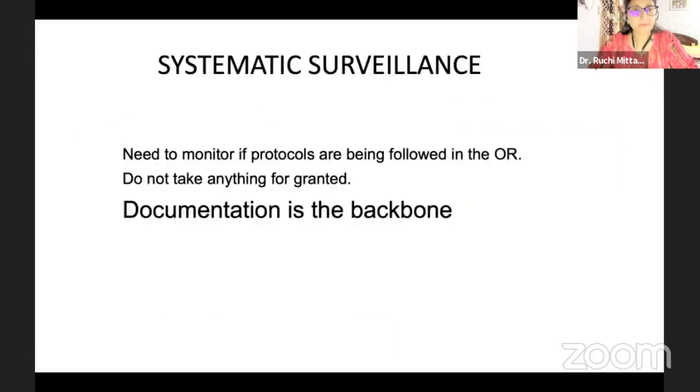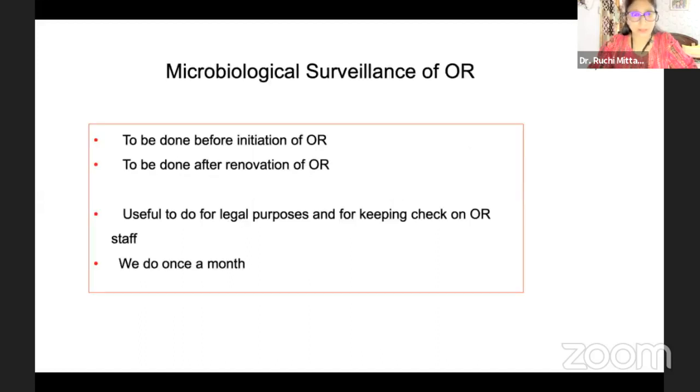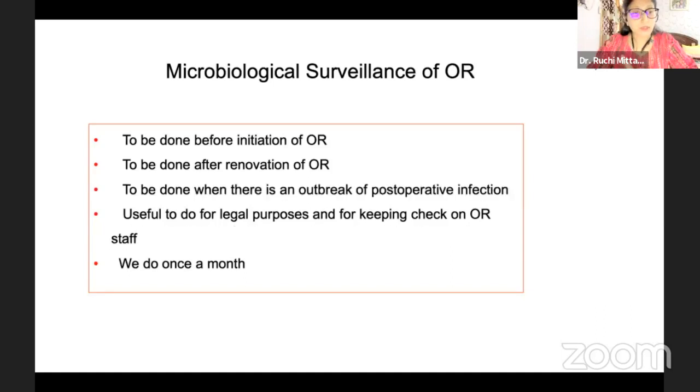Now, systematic surveillance is very important if we want to avoid any untoward events in the OR. And we need to monitor if our protocols are being properly followed or not. Do not take anything for granted, and documentation is the backbone for this. For this, microbiological surveillance is very important. It should be done before the initiation of a new OR, or when you have renovated your OR. It should be done when there is an outbreak of post-operative infection. It's also useful for legal purposes, and generally we do it once a month.